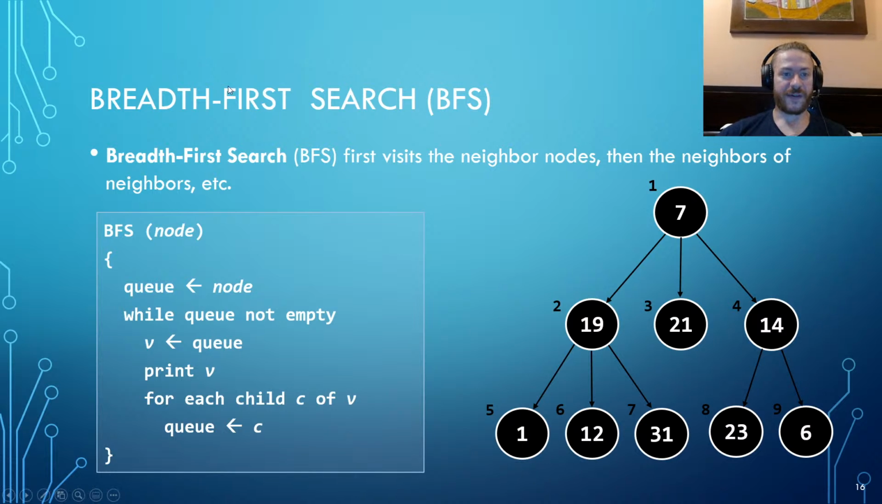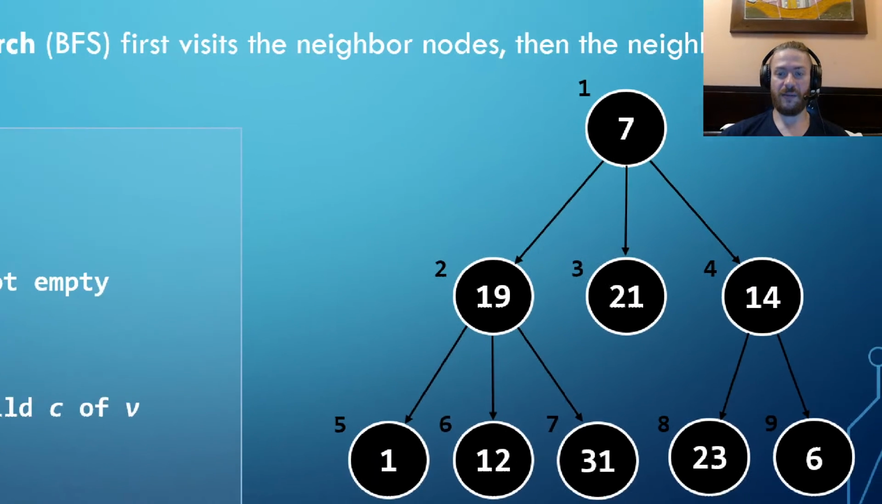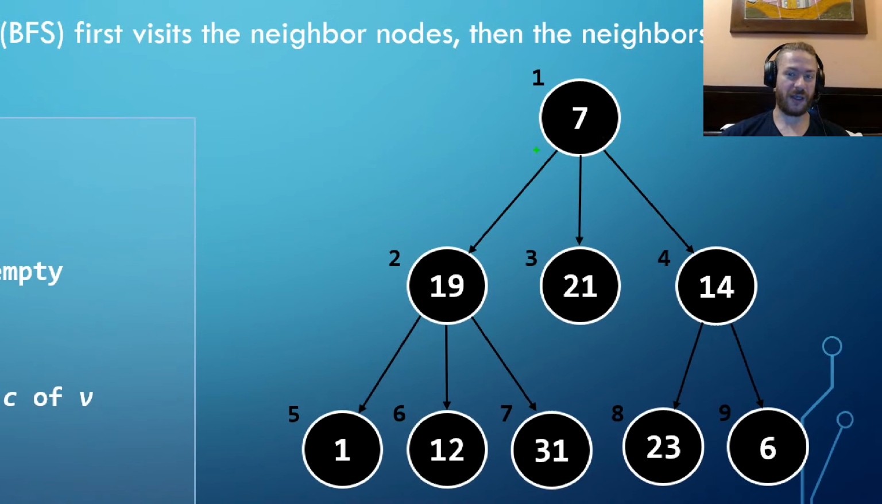Here it is. A breadth-first search is usually implemented by a queue, so the algorithm is something like this. We have a BFS with some node. We enqueue a node. While the queue is not empty, we extract a node, we print it, and for each child of that node, we enqueue it. And this will essentially print in a different way, because first we'll print 7, then the children of 7, which are 19, 21, 14, then their children, 1, 12, 31, and so on.